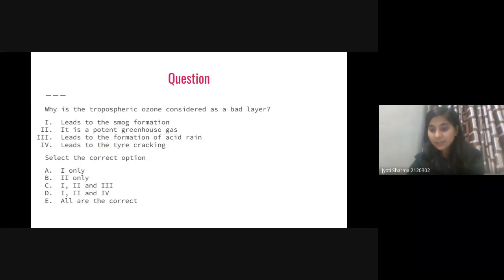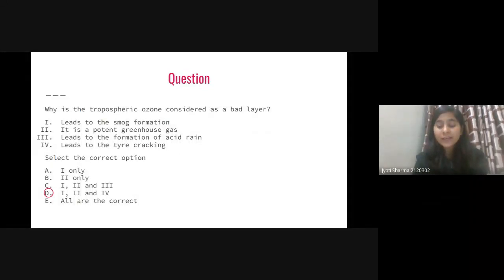Someone gave me an answer. Rashmi gave me answer D. Okay. Yes, answer should be D. The first is it will lead to the smoke formation, because I told you that this is the important component that will lead to the photochemical smoke. That will give you haze and will reduce the visibility of your atmosphere. The second is, yes, it is a potent greenhouse gas.